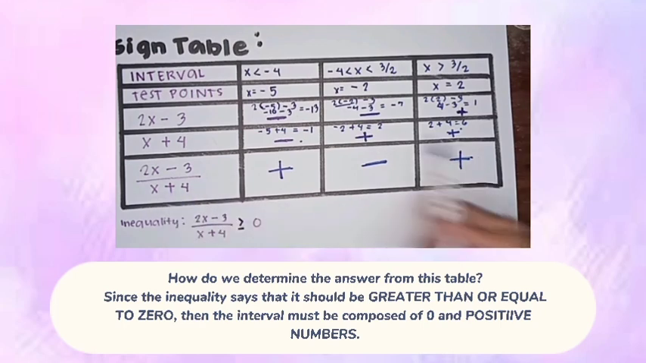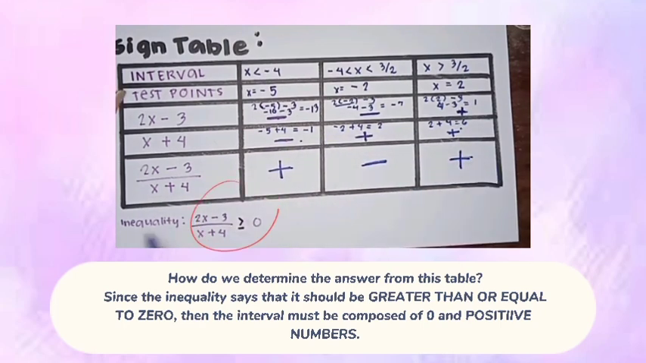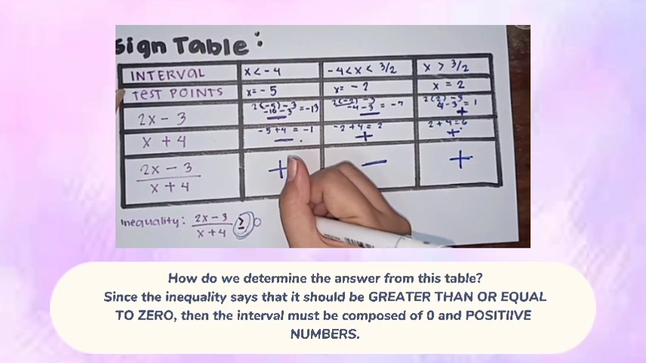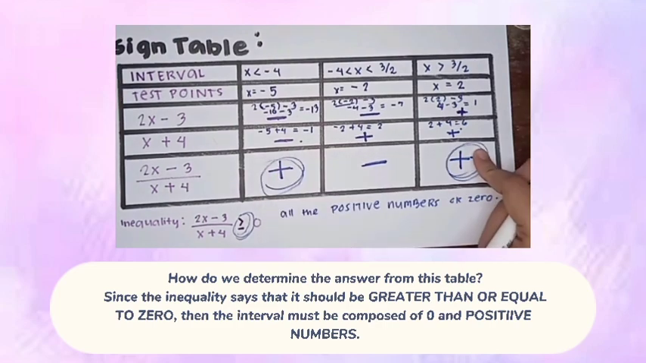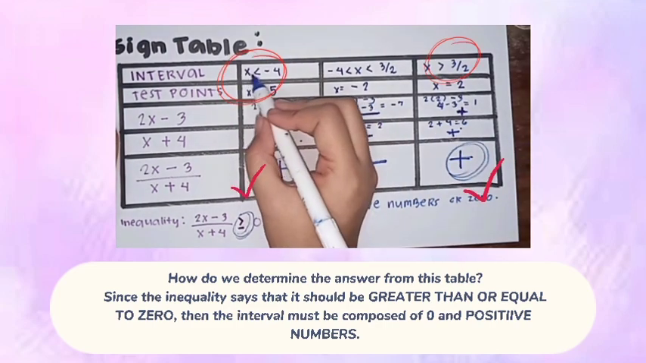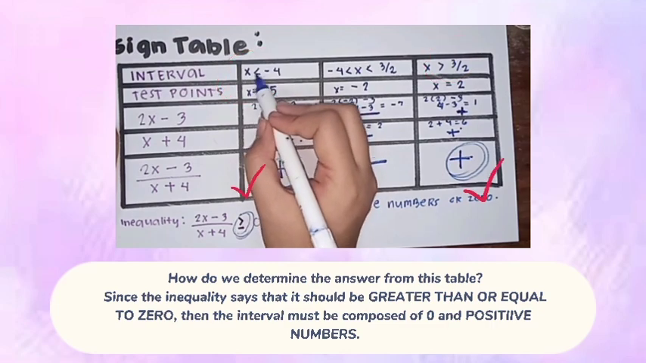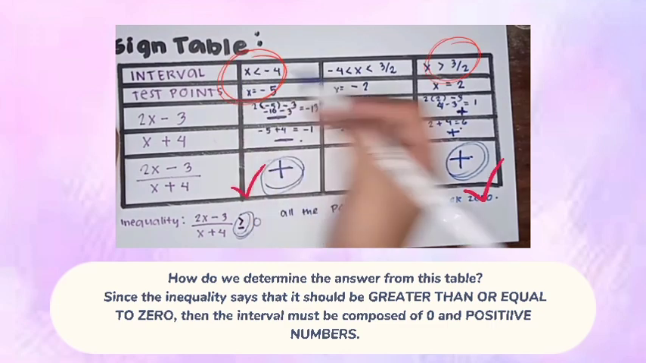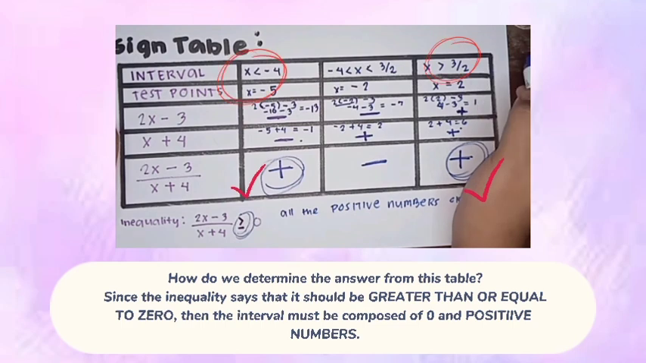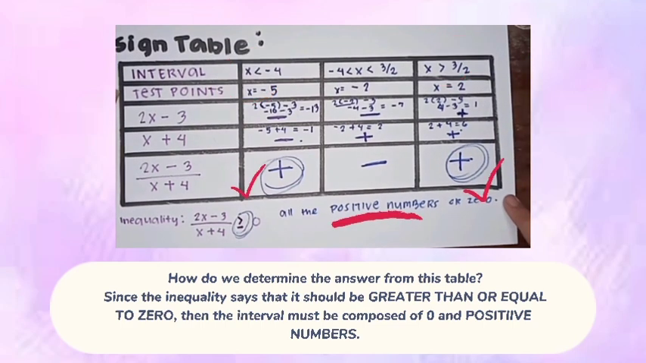So how do we determine the answer from this table? Well, since the inequality says that it should be greater than or equal to 0, then the interval must be composed of 0 and positive numbers. This means that the interval x is less than -4 and x is greater than 3 over 2 is part of the solution because they are all positive numbers.